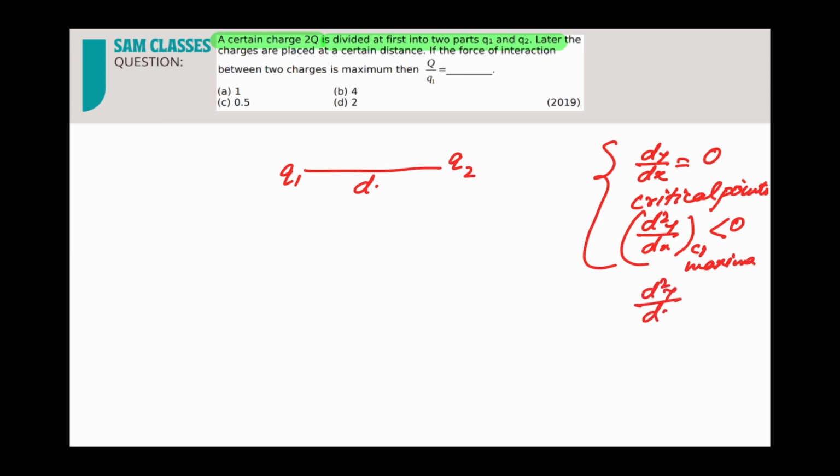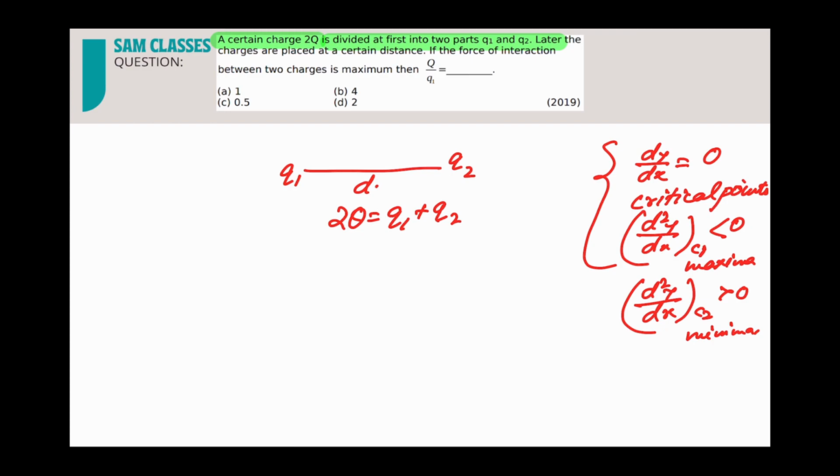And the double derivative at that point is greater than 0, then it is minimum. So this much you know from the maths part of AOD, okay. So let's see how we will solve the question. So this charge 2q is equal to what? Q1 plus q2, because from this 2q charge we have divided and formed these two, okay.